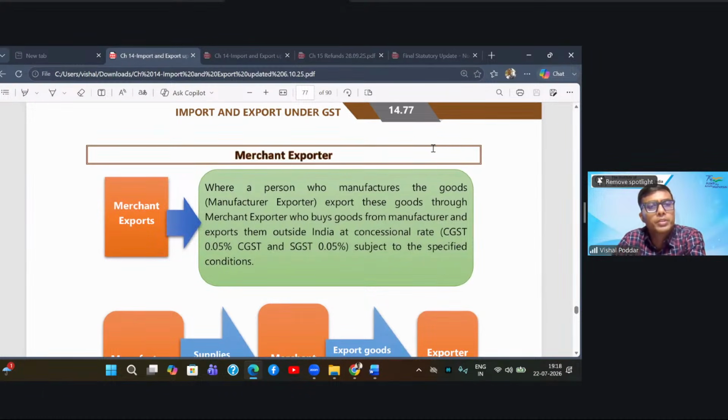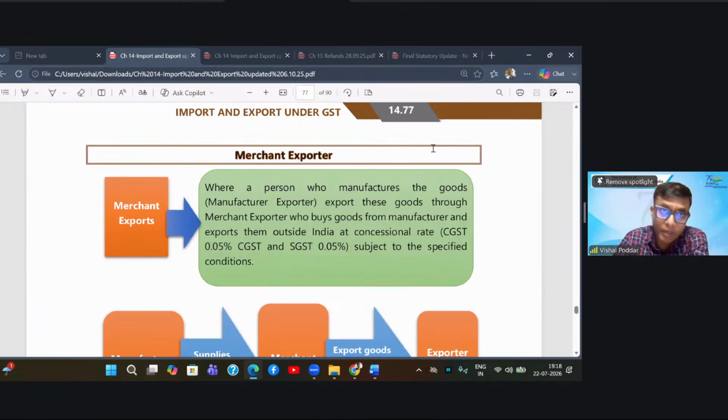Now comes again a special transaction which is called merchant export transaction. Now, what are merchant export transactions, students? Let us understand. So, I am a manufacturer in India. I am manufacturing some goods which are to be exported. But for some reason, I myself cannot directly export these goods.